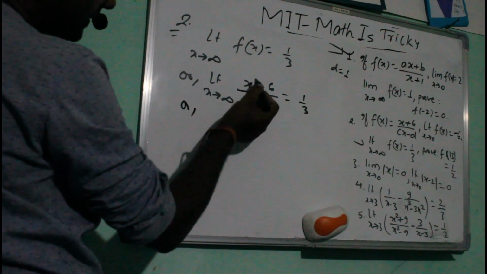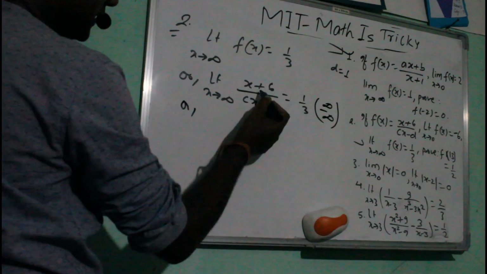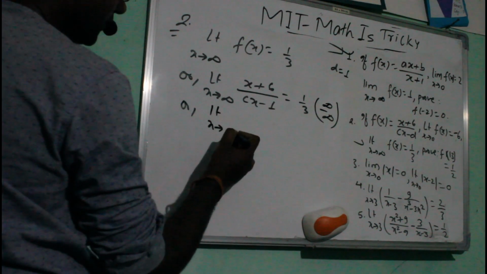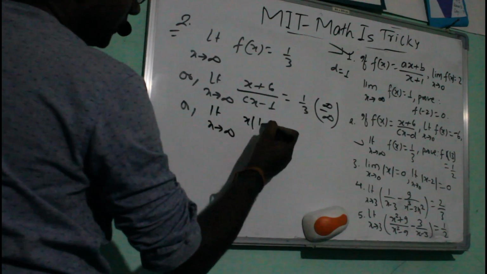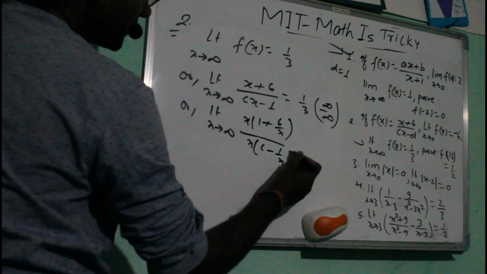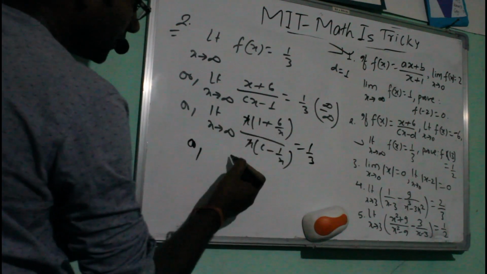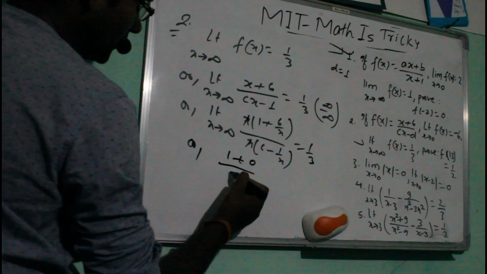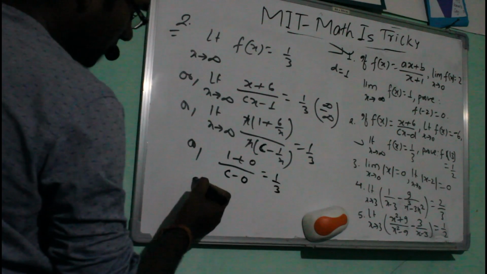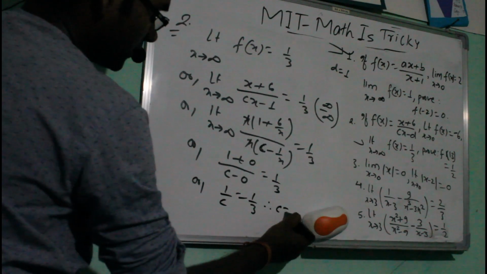Again we can see it is in the form infinity by infinity. So we'll divide numerator and denominator by x, so that we'll be getting limit x tends to infinity, x common, 1 plus 6 by x, again x common, c minus 1 by x. So x and x cancel, and we have 1 by 3 on the right hand side. Now let's put x as infinity, so 1 plus 0, and then c minus 0 equals 1 by 3. So we'll get 1 by c equals 1 by 3, therefore c equals 3.